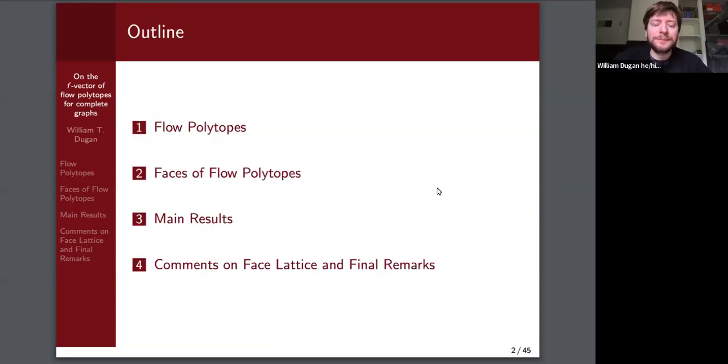Okay, so brief overview before we begin. I'll start by telling you what is a flow polytope, because that's what this talk is about. And then I will tell you some technology we have for talking about faces of flow polytopes. We'll go into the main results and then wrap up with final remarks.